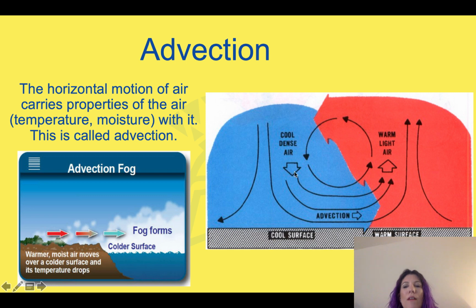Same thing when we have fronts or things like that, circulations going on. We can have some sort of temperature advection going on, which is a horizontal motion of the air, and it might warm or cool depending on what environment it runs into.